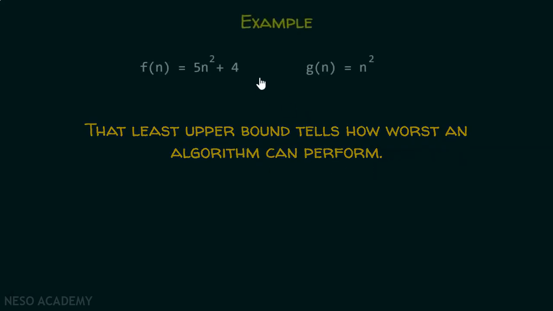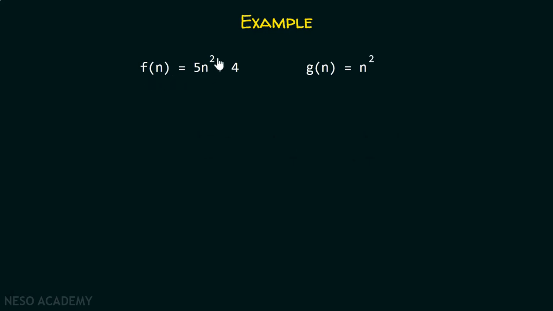Let's see one example here. Here we have f(n) equals 5n square plus 4 and g(n) equals n square. We need to determine whether f(n) is equal to big O of g(n).